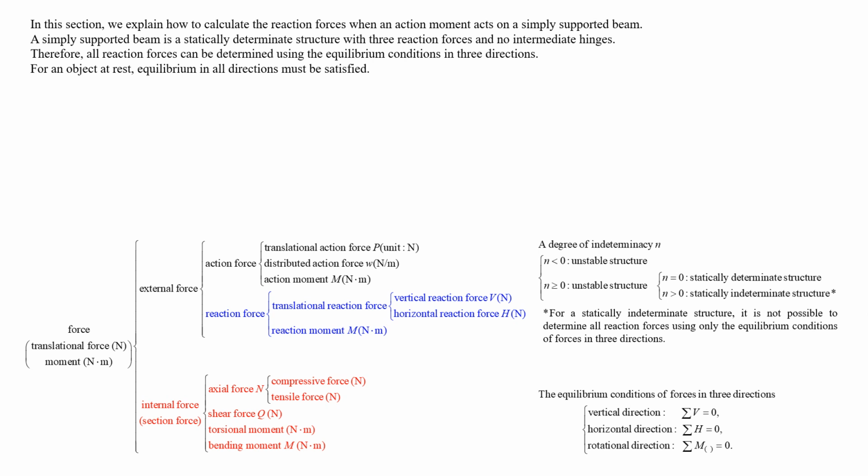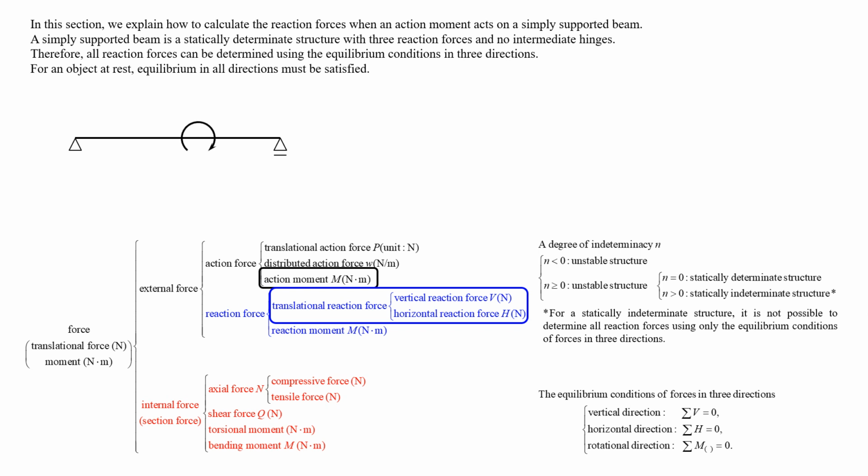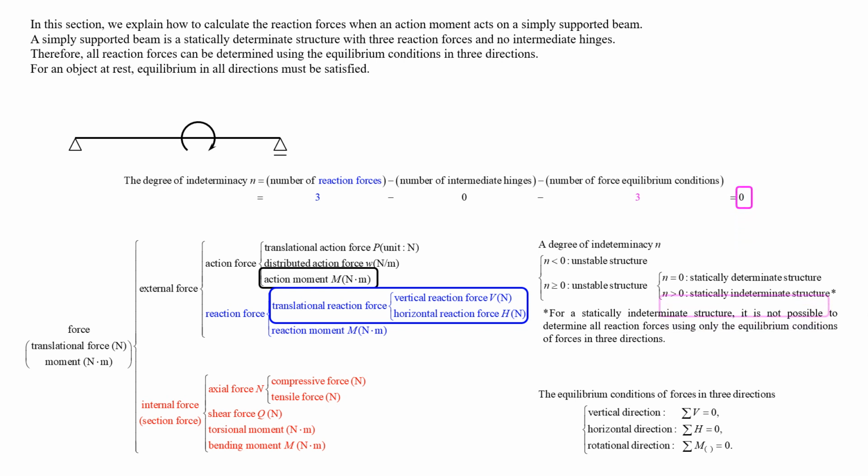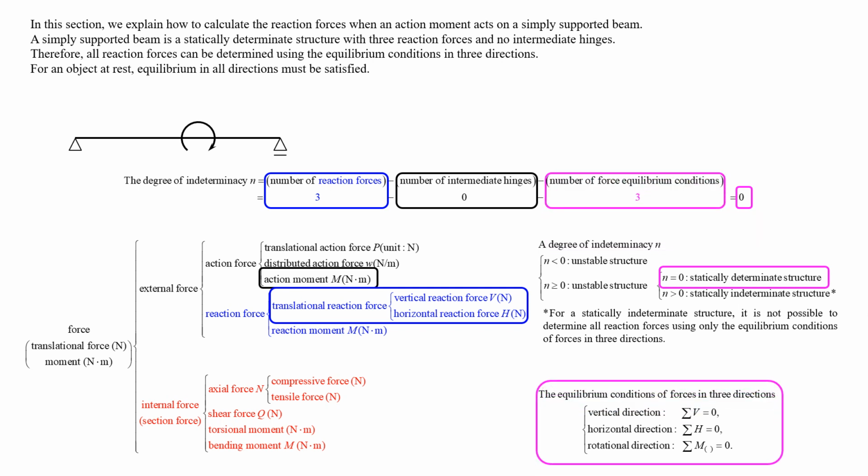In this section, we explain how to calculate the reaction forces when an action moment acts on a simply supported beam. A simply supported beam is a statically determinate structure with three reaction forces and no intermediate hinges. Therefore, all reaction forces can be determined using the equilibrium conditions in three directions. For an object at rest, equilibrium in all directions must be satisfied.